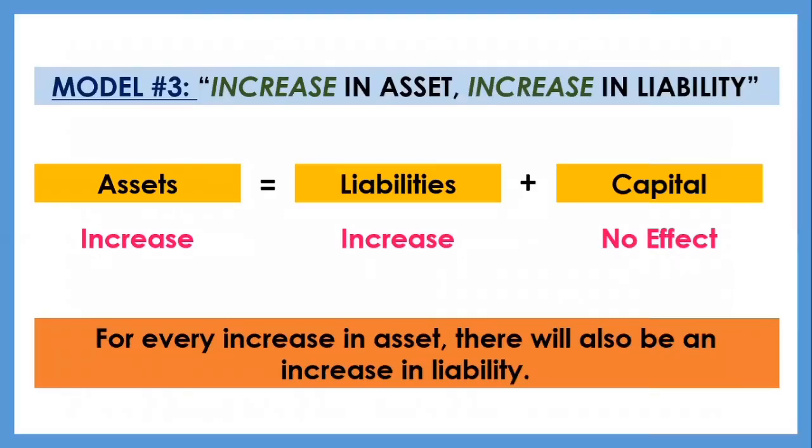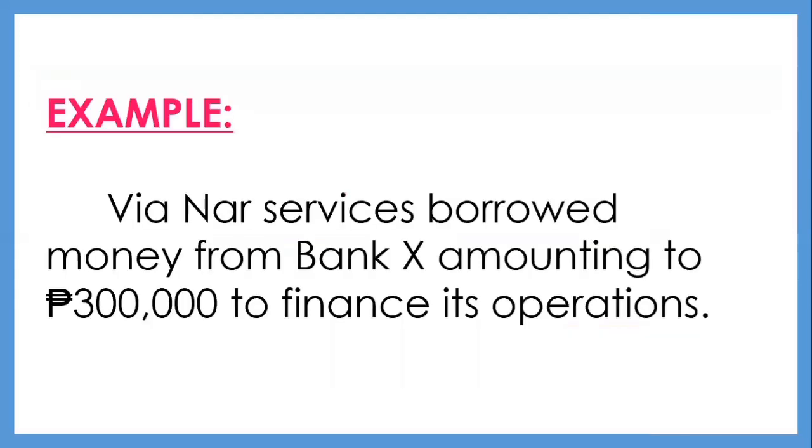Model number 3 is increase in asset, increase in liability. As you can see on the figure, there is an increase in the assets, increase in the liability, and no effect on the capital. And so, for every increase in asset, there will also be an increase in liability. In order for us to better understand this model, let us have an example. For example, VNR Services borrowed money from Bank X amounting to 300,000 pesos to finance its operations.